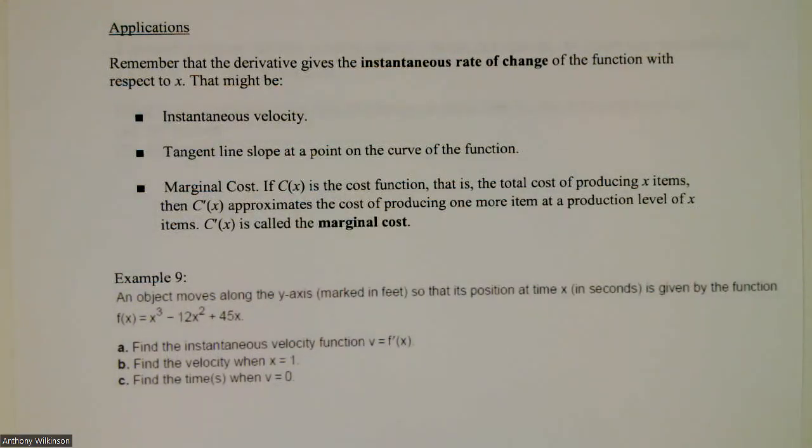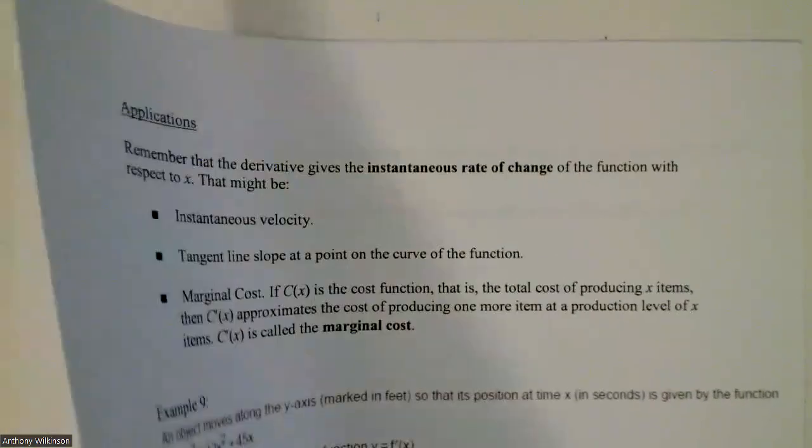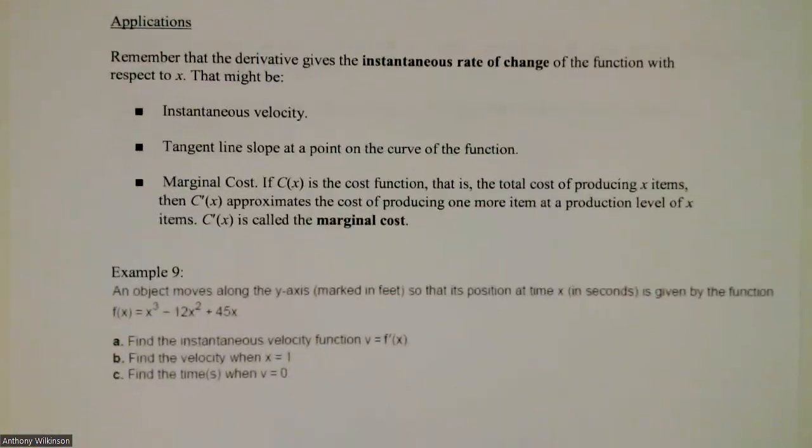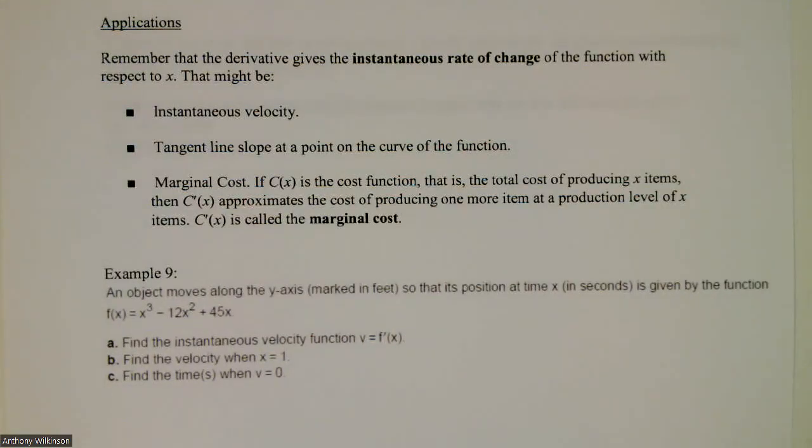All right, now let's look at some applications to finding the derivative. These are quite familiar, but we're going to do them a shorter way, using these quick ways of finding the derivative. Remember that the derivative gives the instantaneous rate of change of the function with respect to x. That might be instantaneous velocity. It could be the tangent line slope at a point on the curve of the function.